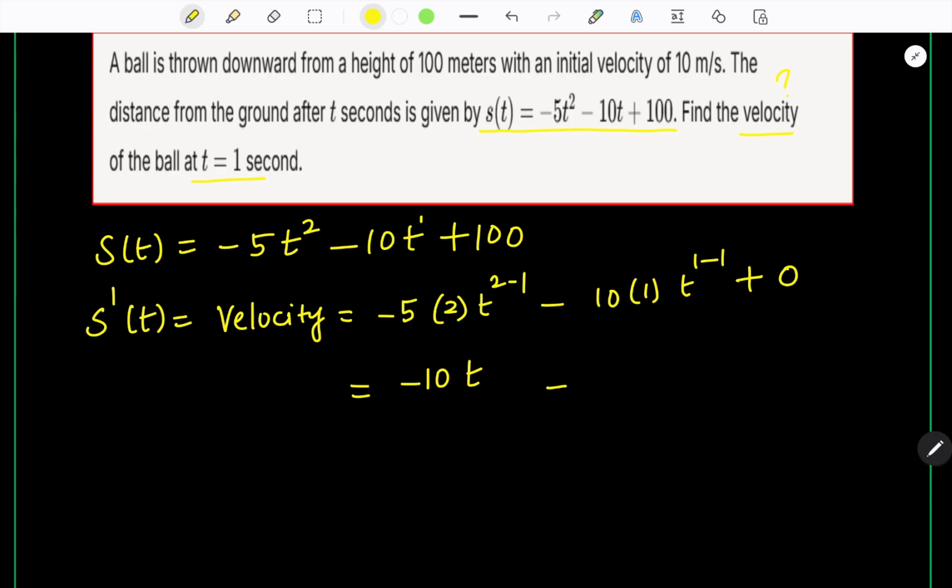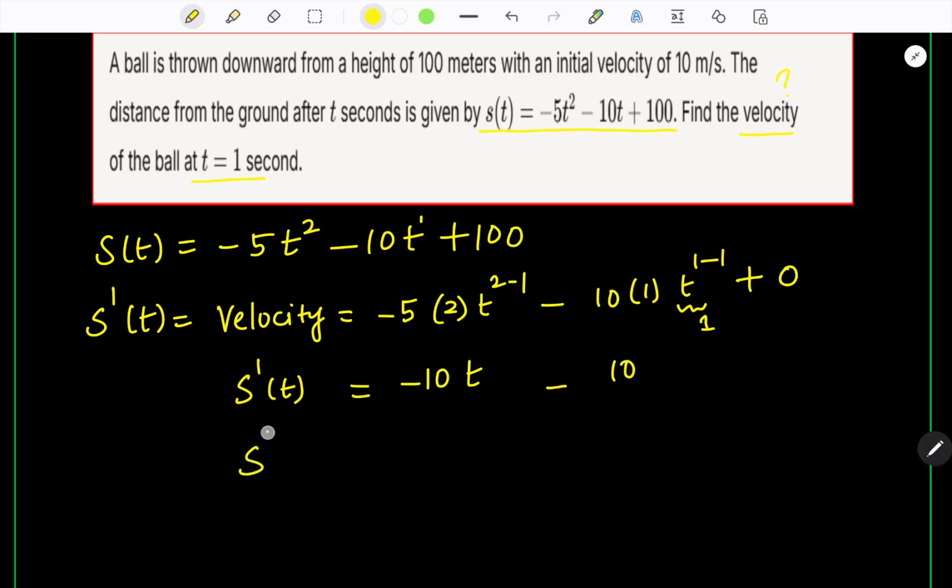Minus 10t, and the next term is going to become minus 10. And this is 0, because t to the power of 1 minus 1 is t to the power of 0. So t to the power of 0 is what? 1. So this is s dash of t is equal to minus 10t minus 10.